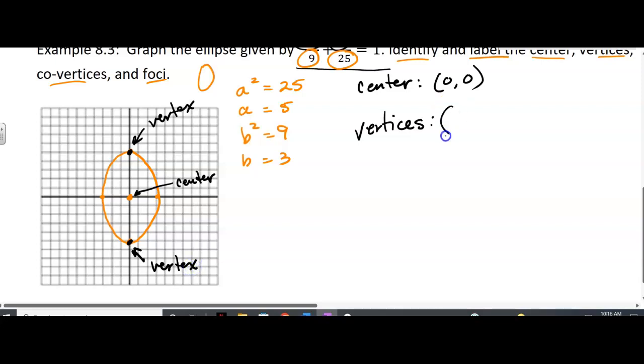And we can just read these, they're integers. We can just read them off the graph. So it's going to be 0, 5. Well, let's go 0, negative 5. Put the negative one first. And I usually put an and symbol in there. 0, 5. Those are going to be the vertices. They want the co-vertices.